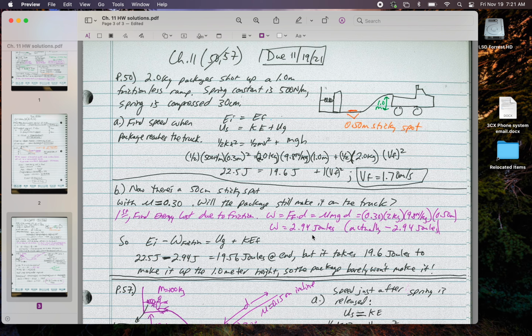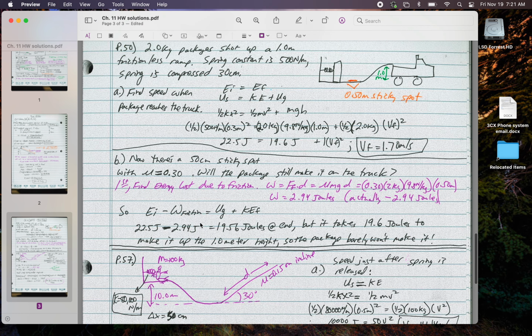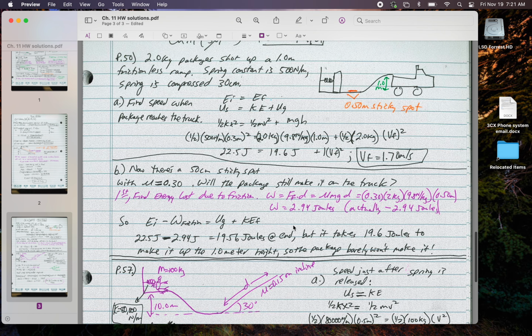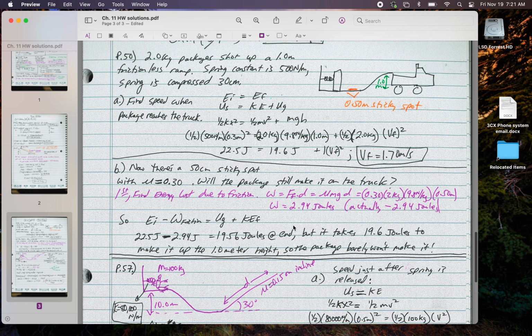So basically what ends up happening here is this ends up with just barely enough where it's not going to make it to the top, because to get to the top of the 1 meter ramp we need 19.6 joules. We've only got 19.56 joules to do that, so it's just barely not going to make it. And if you round it differently, you might say it just would barely make it.